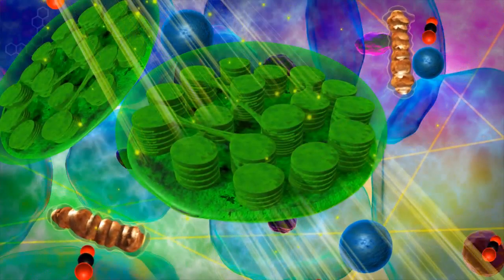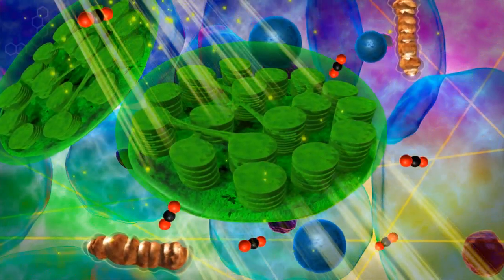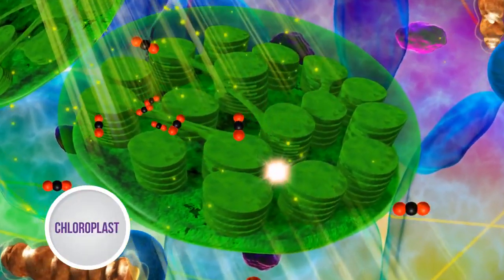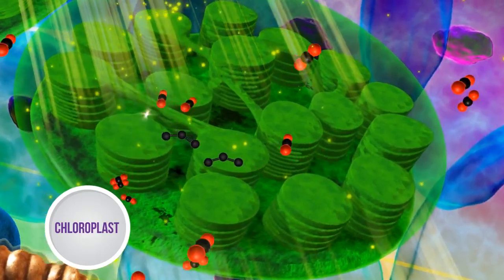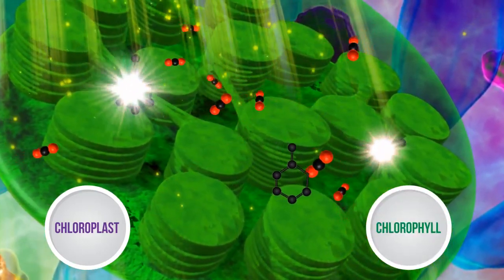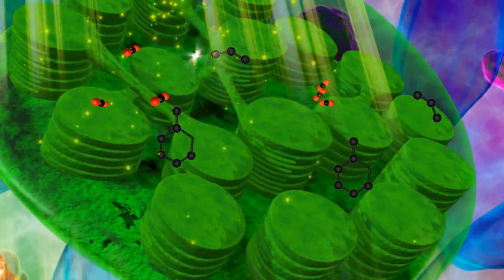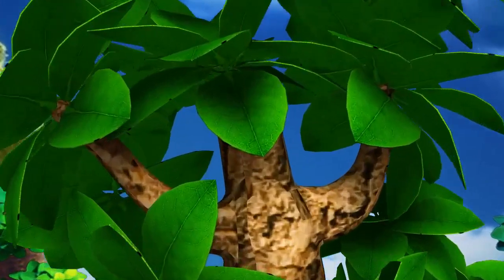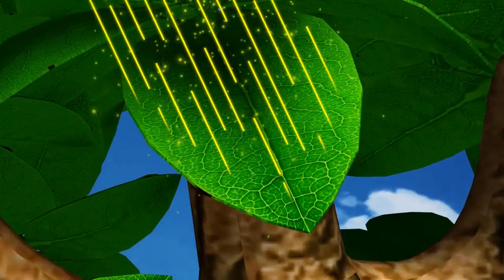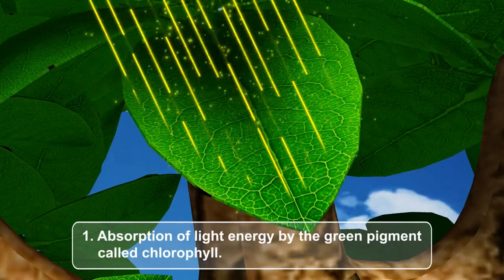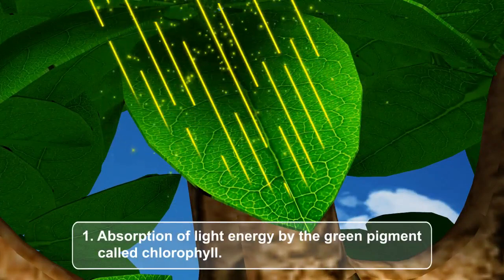Also, plant cells contain cell organelles called chloroplasts, which contain a green pigment called chlorophyll, which is essential for photosynthesis. Photosynthesis is a complex process that involves 3 steps. First step is the absorption of light energy by the green pigment called chlorophyll.